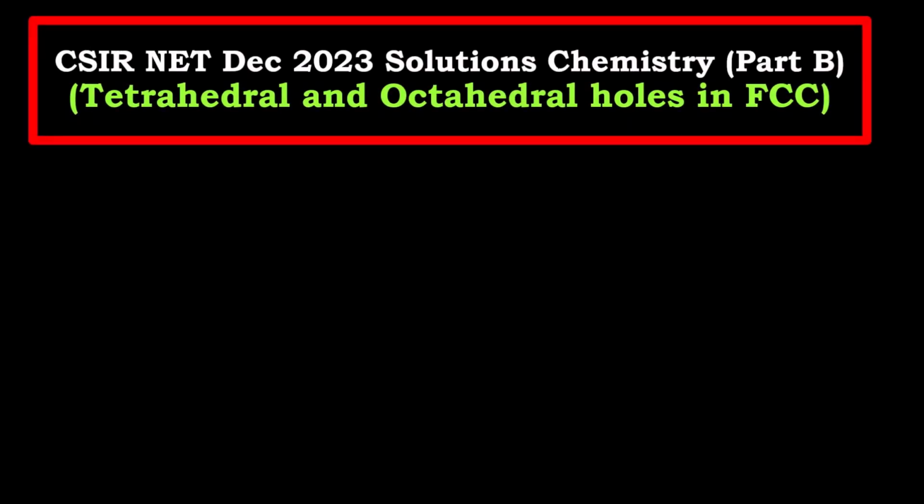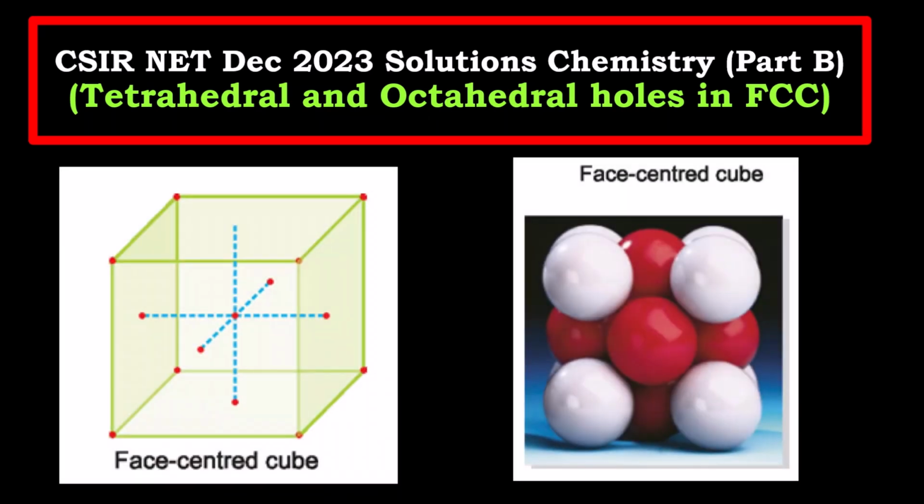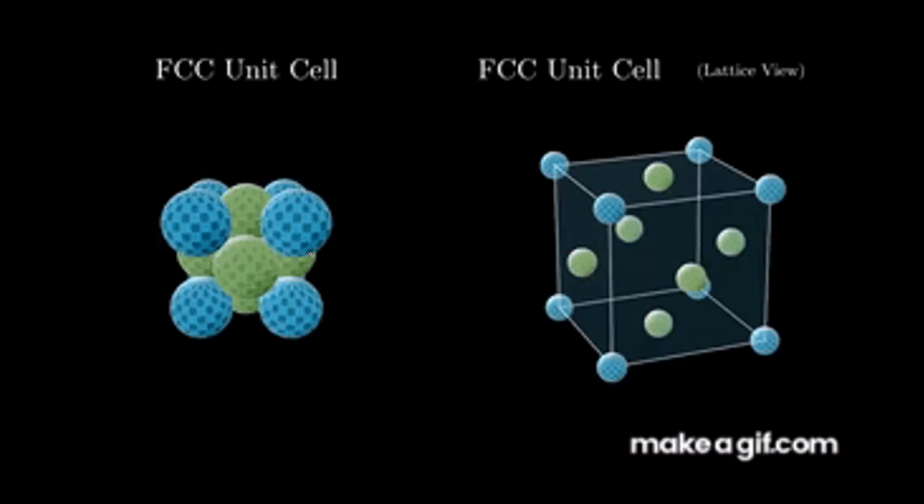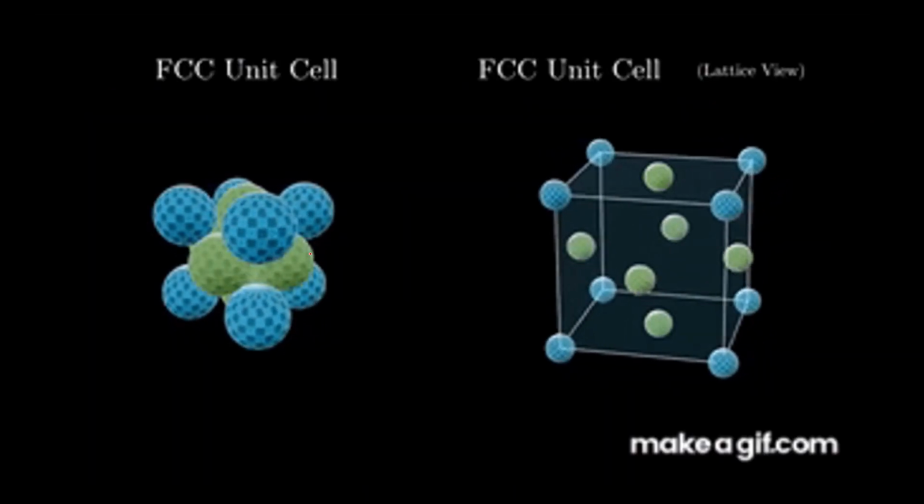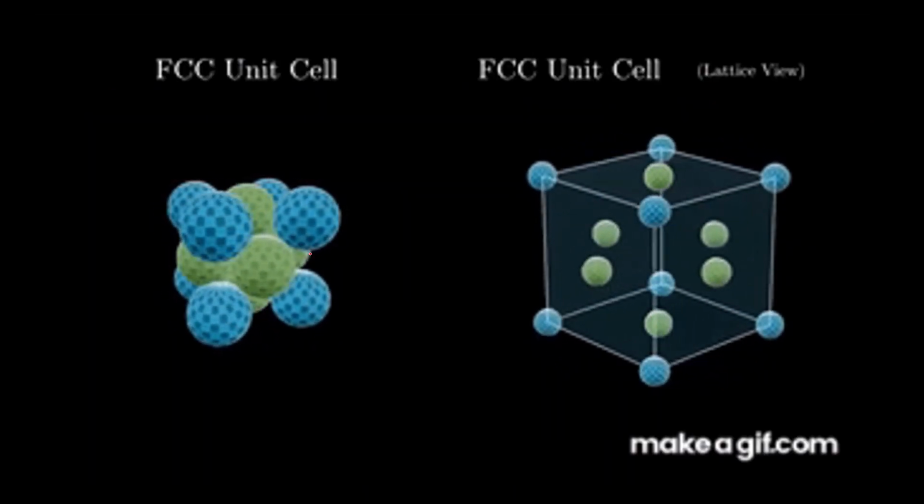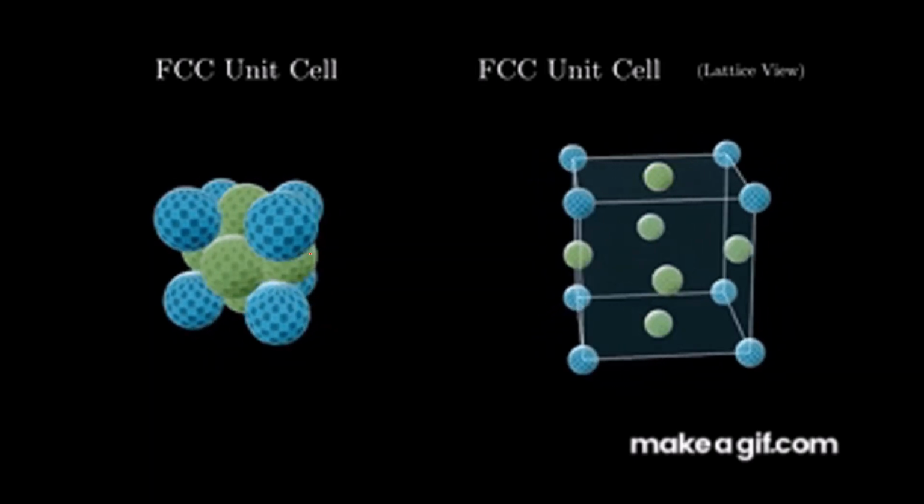So in this video we are going to solve this question that was asked in part B of the NET 2023 December paper. The question was: we have to calculate the number of tetrahedral and octahedral holes in an FCC crystal lattice. So the first question is, how does an FCC crystal lattice or FCC unit cell look like?